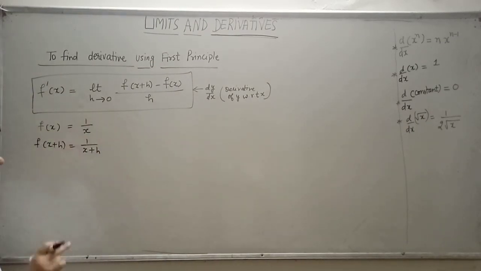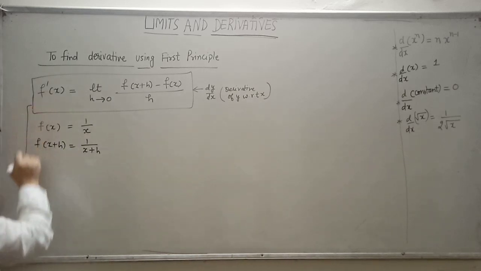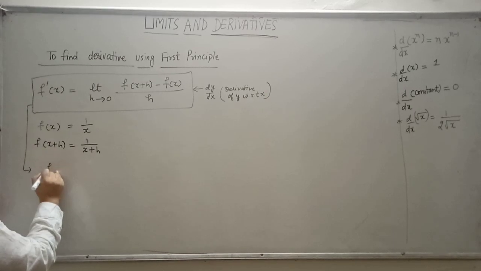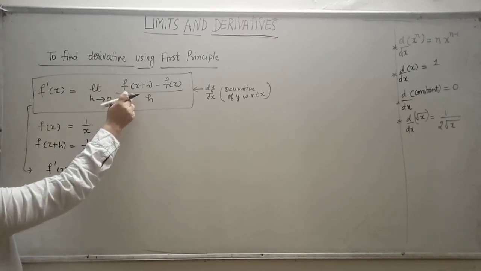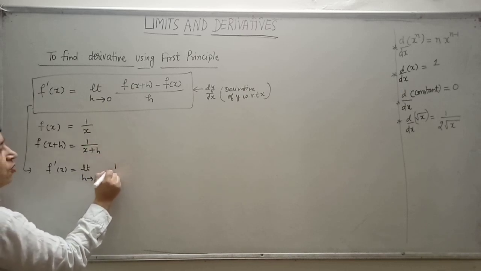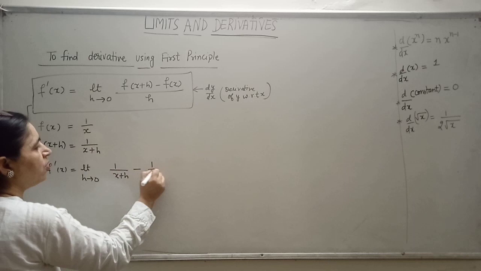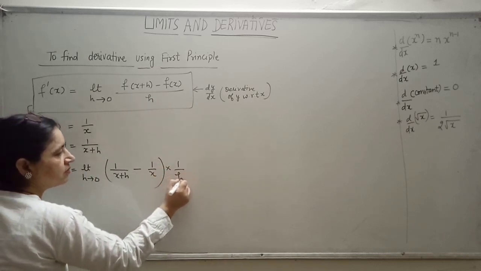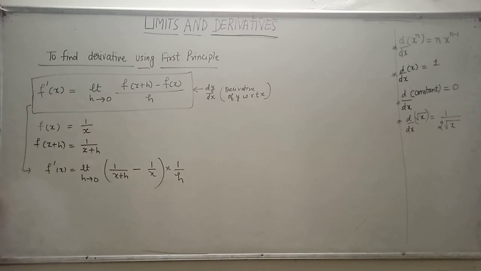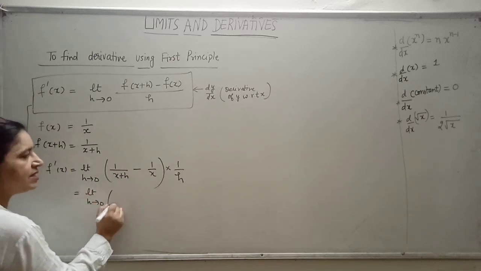Now let us find out the derivative of function 1 by x. So f(x) plus h is 1 upon x plus h, then write the formula, okay. formula लिखने के बाद f dash x is equal to limit h tends to 0. What is the value of f(x) plus h? This is 1 upon x plus h minus f(x), this is 1 upon x, upon h, I can write it like this, 1 upon h, okay.